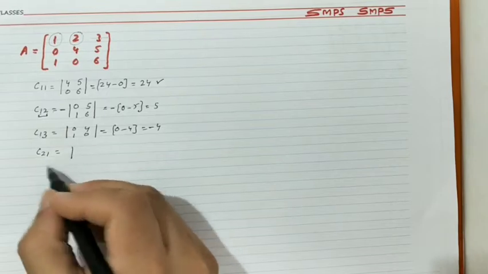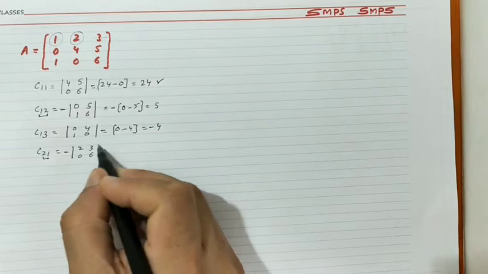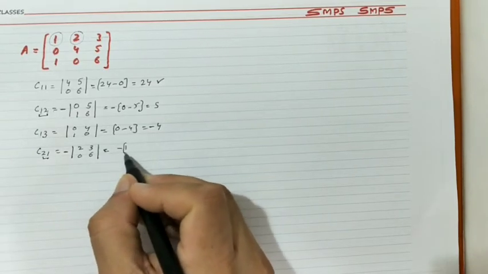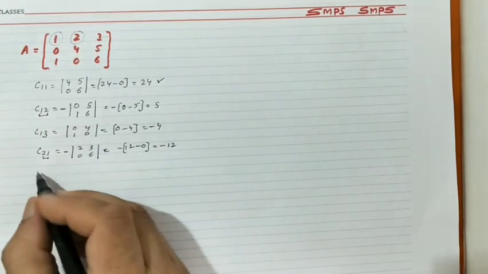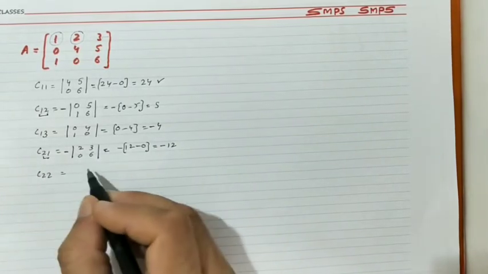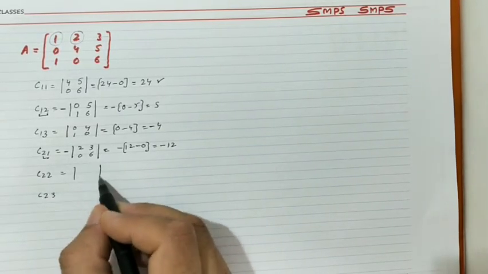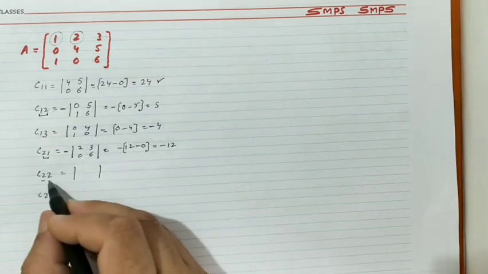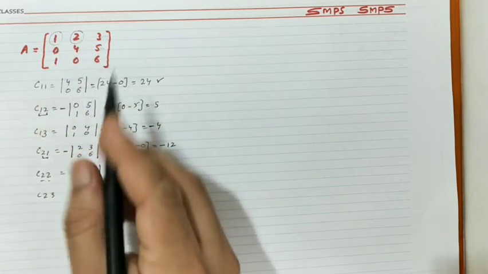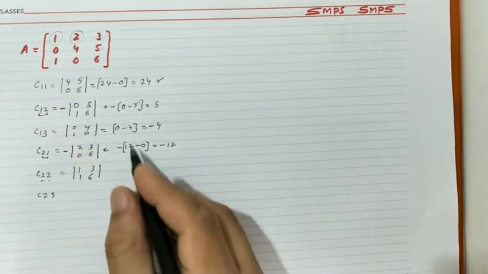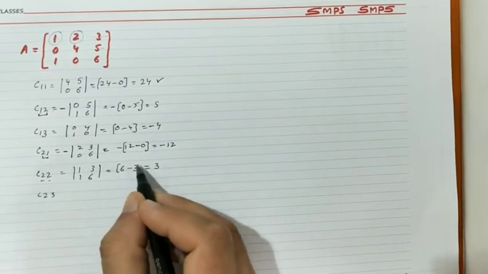C21, it is odd, that's why a minus sign right here. 2, 3, 0, 6. 12 minus 0, what do you get? Minus 12. Similarly, C22, C23. C22, second row, second column. What is left? 1, 3, 1, 6. And we will get 6 minus 3, that is 3.